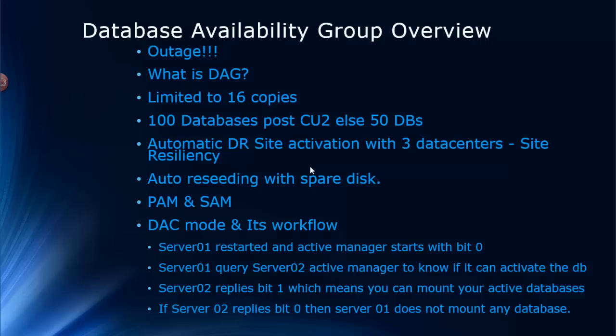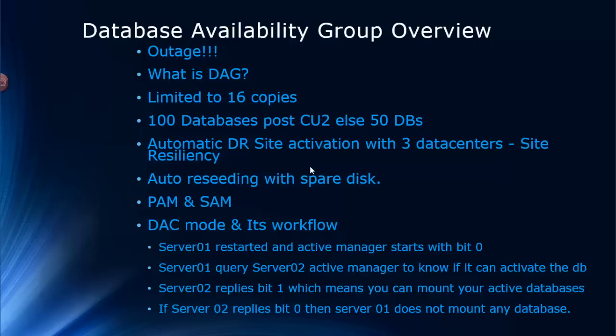How it works is, we can take a failure example where the network link is up. So how is it going to work? If we have only 2 servers in the DAG and they are expanded between 2 sites, server 1 restarts and Active Manager starts with a bit 0. So when the server comes up, Active Manager itself is set to 0.